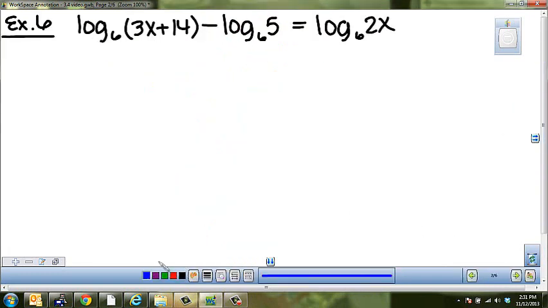Here's another one to try. Now on this one, we're eventually going to do the same thing we did on the last example, but we have more than one log on the left side of the equation. We need to condense this first into one log before we can cancel out. So here, you have these two logs of the same base being subtracted. That means we're going to use our quotient property to condense.